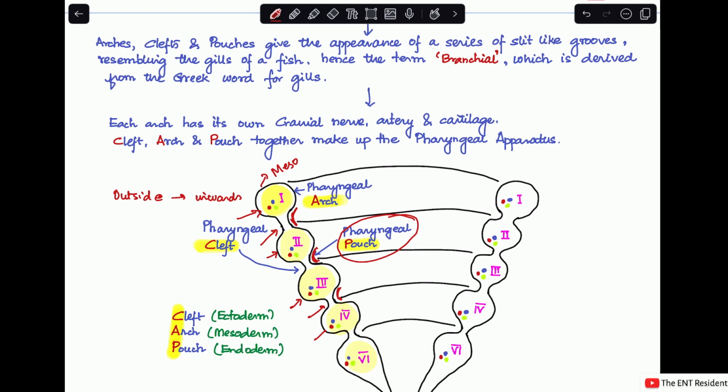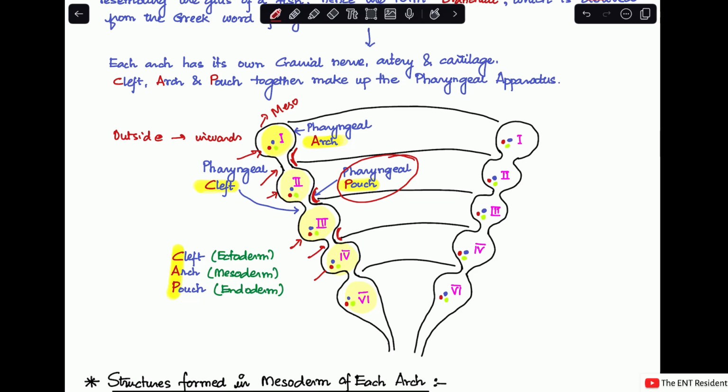If you have seen how the gills of a fish look, it has a similarity to that structure. Hence, the term branchial was given to this. The term branchial is derived from the Greek word for gills. That is why this is known as the branchial apparatus.